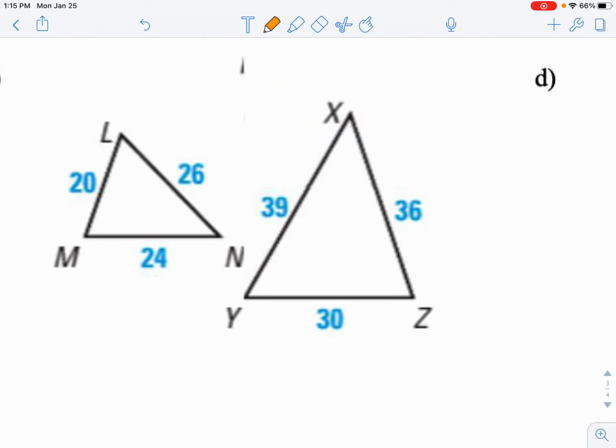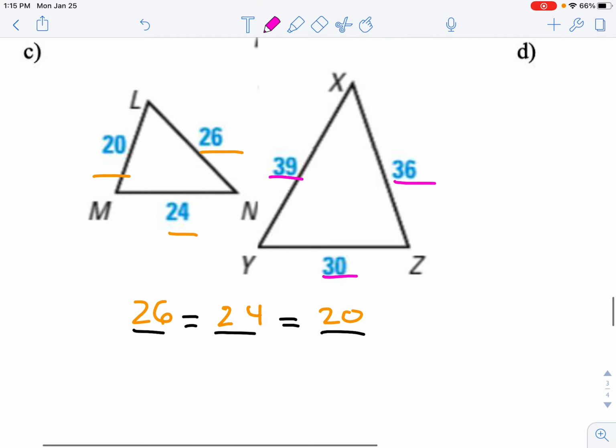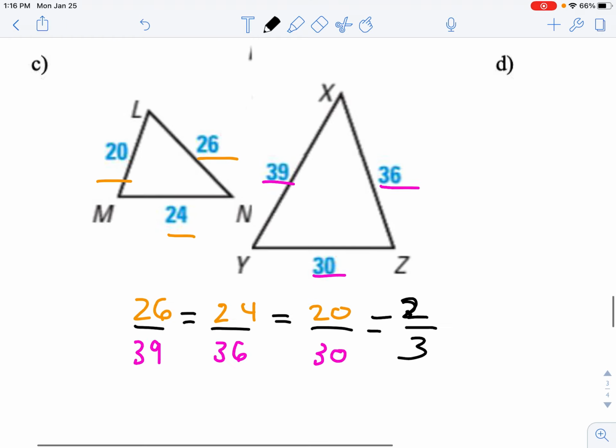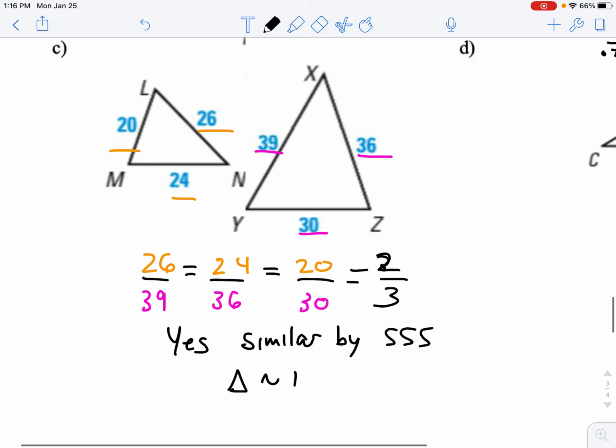Same concept with this one. I'm going to take these and do it from least to greatest, or greatest to least. 26, 24, 20 equals fraction bar, fraction bar, fraction bar. Now let me order these right here, 39, 36, and 30. Now what numbers is this going to spit out each and every time? They're all 2/3. So yes, similar by side, side, side again.